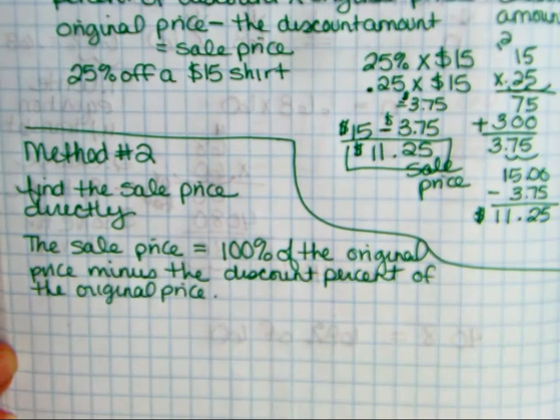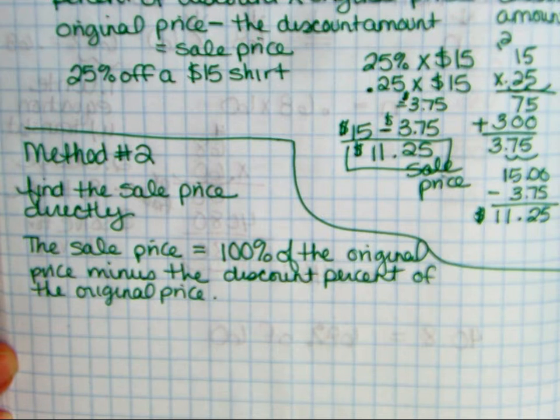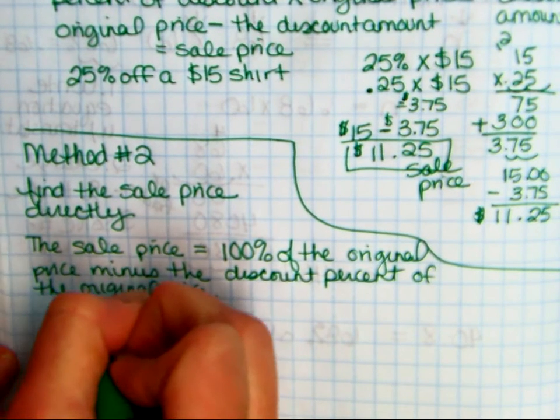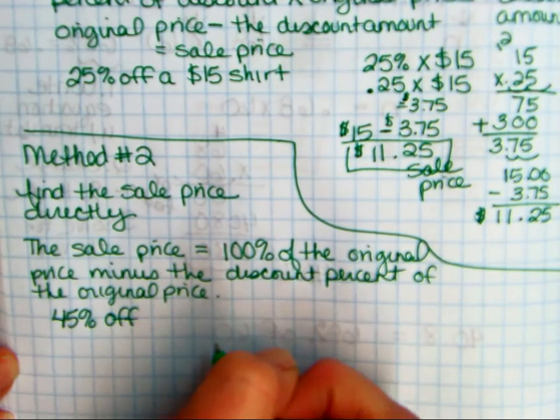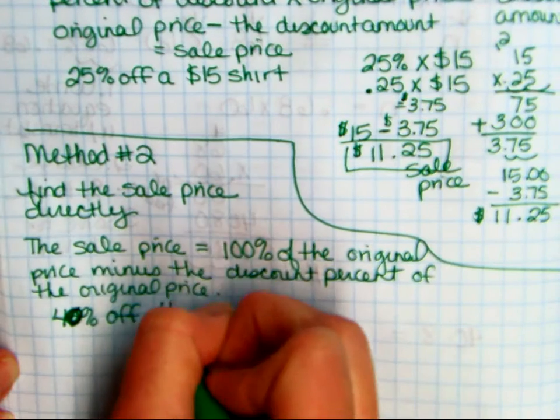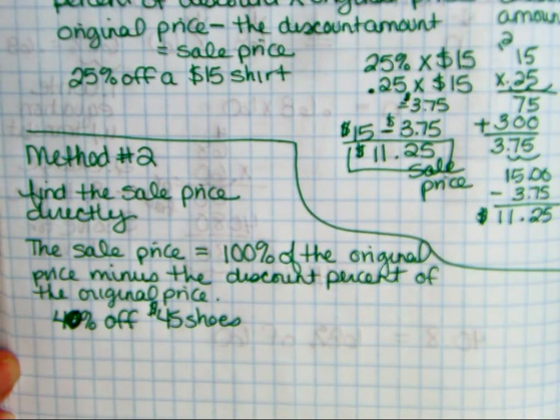And once again, now that might seem a little wordy and confusing. 100% of the original price minus the discount percent of the original price. And that's like, okay, I'm not sure what you mean here. So let's look at it in numbers. I'm going to do 40% off $45 shoes. Okay, so you want to buy Converse, they're $45, but Kohl's is having a 40% off sale on Converse, and you want to know what the cost is going to be.